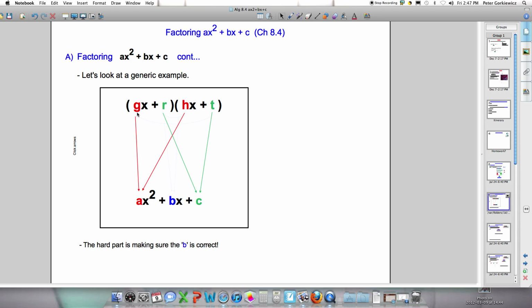If we have some number x plus r, some number x plus t, the product of these two is going to be your A. The product of your R and T is going to be your C. But B is kind of a conglomerate. Many factors affect it. It's the product of T and G plus R and H. Yeah? And the hard part about when you see a trinomial with A is making sure B is correct. So we're going to try a couple out.